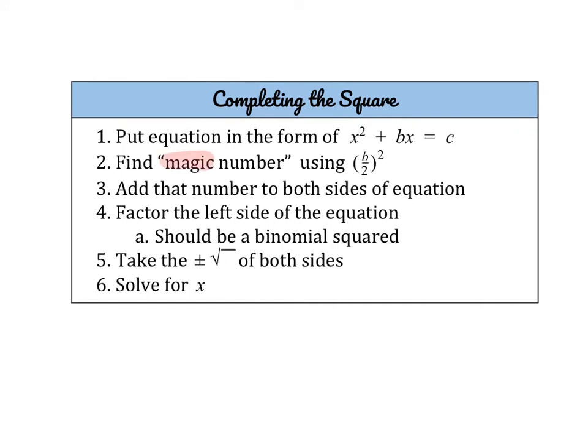This magic number is the number that's going to complete our square, and we can find it by using this little formula. You have to have this formula memorized. It's b divided by 2, squared. So you take this value, you cut it in half, and you square it. Once you find that magic number, you're going to add it to both sides of your equation. Then you should be able to factor the left side of your equation, and you should end up with a binomial squared. If you don't, then you didn't add the correct magic number. Once you have that, we're going to take the plus or minus square root of both sides and then finish solving for x. So again, see if you can reference this list of steps as we go through the next example.